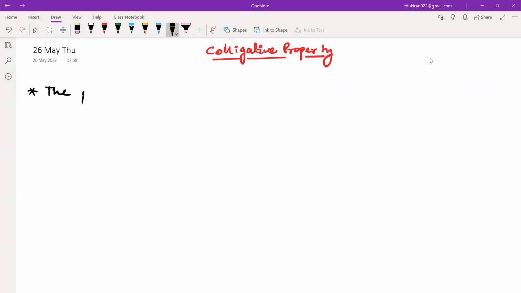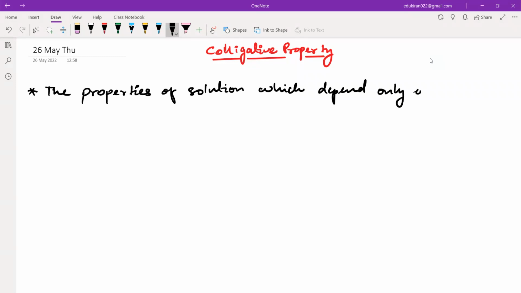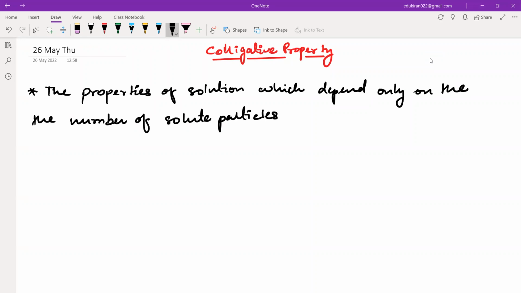Please write with me: the properties of solution which depend only on the number of solute particles. Only on the number of solute particles. This complete definition was asked in the CBSE exam, I think, somewhere in 2017 or 18.